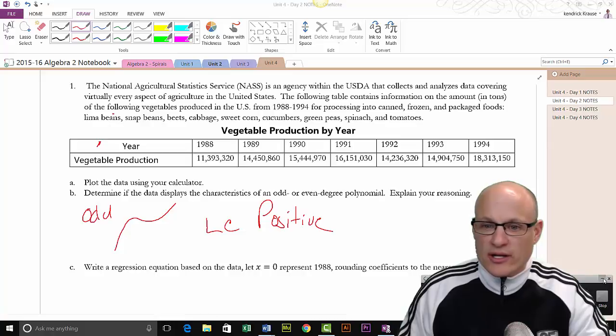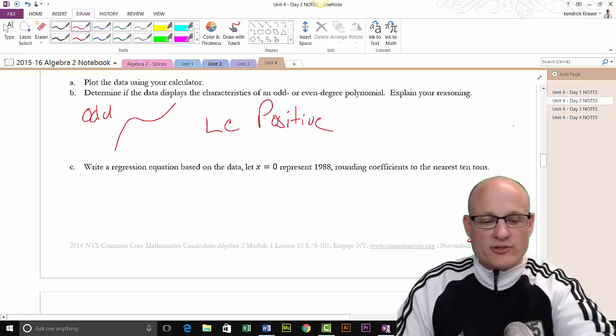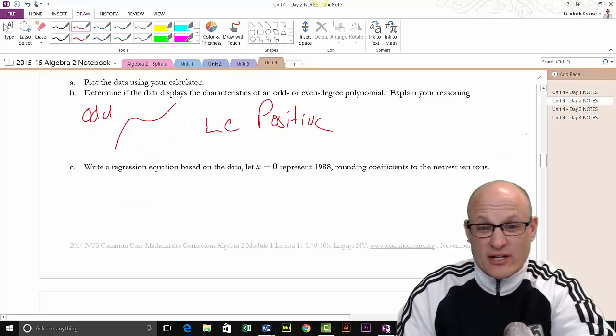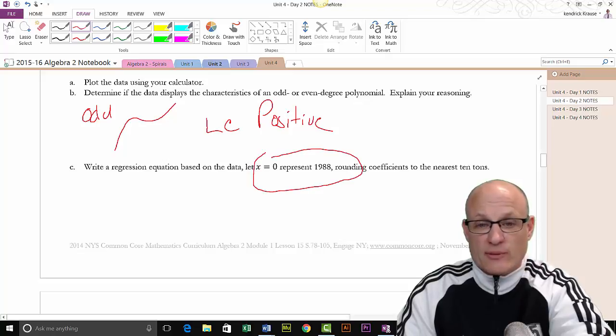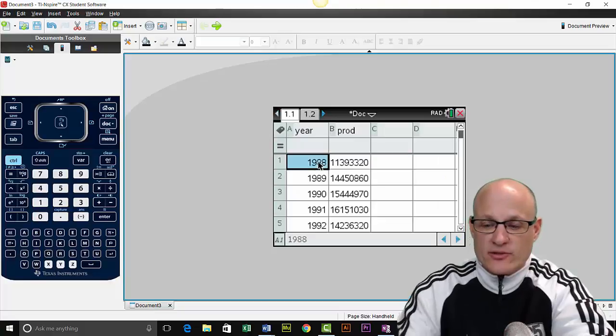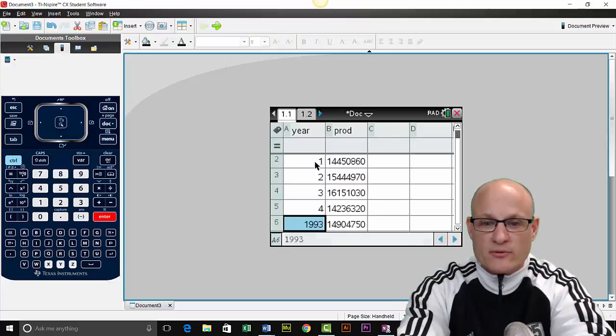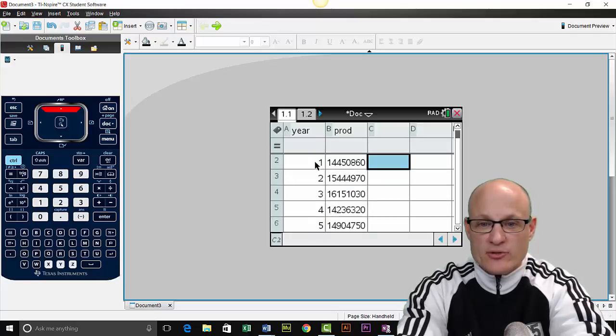All right, so what we want to do now, and I've talked about just looking at that shape, is a regression equation. But in order to do a regression equation, I've got to look at my rules here. My rules are, I got to use zero to represent 1988. So when I come back to my data on my calculator, I got to make this zero, 1988. So 89 would be 1, 2, 3, 4, 5, and 6. So that's what I needed to use in order to do my regression.